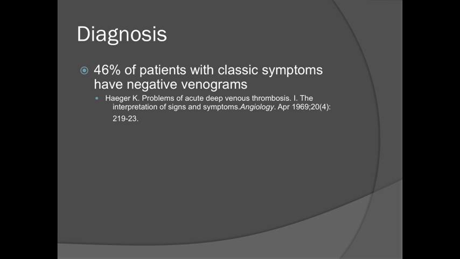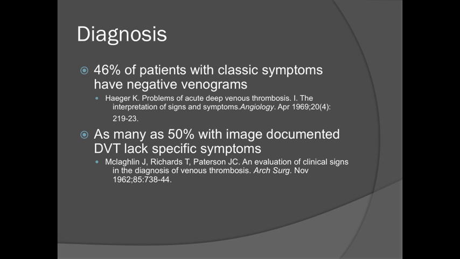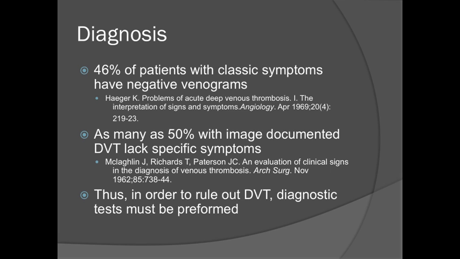We'll talk a little bit here about how we actually have to diagnose these patients. So 46% of patients were shown in this study by Hager to have classic symptoms but negative venograms, or in other words, no DVT present when they underwent these imaging studies. And in another study, as many as 50% with image-documented DVTs lacked these specific symptoms. So really, sometimes the symptoms don't match what the imaging is showing you, and you have to go by what the imaging actually says. So in order to rule out DVTs, you need to do some diagnostic testing.